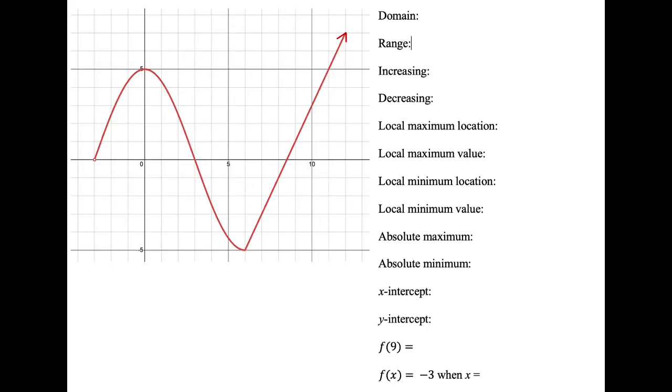We can get a lot of information about a function just by looking at its graph. Here's the graph of a function. We can tell it's a function. It passes the vertical line test. Any vertical line I draw passes through that graph one time and only one time. So the first thing we can tell is that, yes, this is a function.